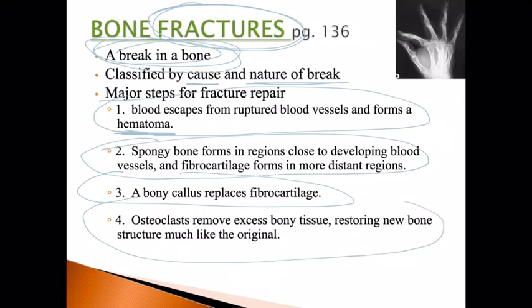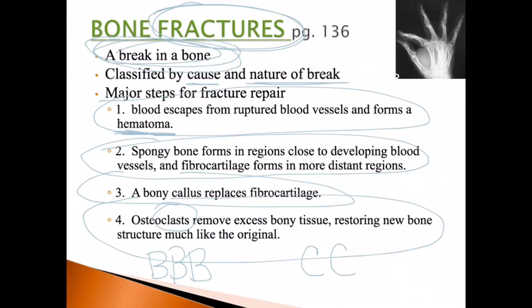And then finally, osteoclasts remove any excess bone tissue, and then they restore new bone, much like the original. Now, remember we said blasts build bone? Well, now we have clasts. So I always think of the osteoclasts, they clash together, and when they clash together, that means that they eat up excess bone tissue. They get rid of it. They break down the bone tissue and take it away, whereas the blasts build bone.